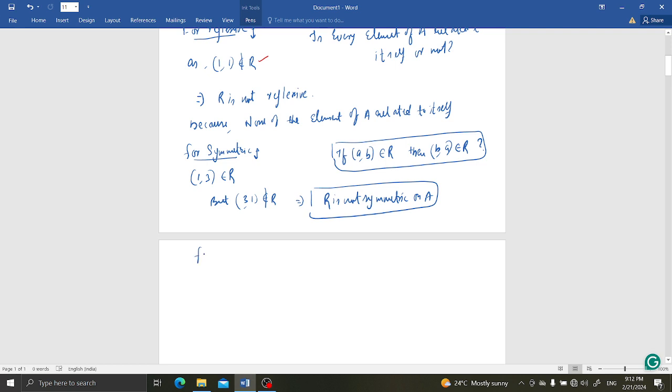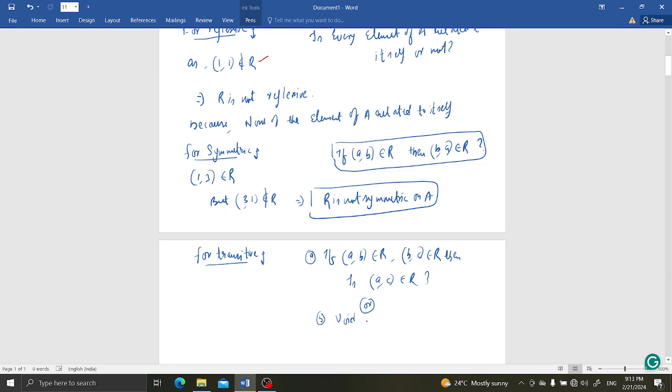Okay, now for transitive: (a, b) belongs to R, (b, c) belongs to R, and we need to check whether (a, c) belongs to R or not. If this is true for each ordered pair, then we can say it is transitive. That is the first condition.